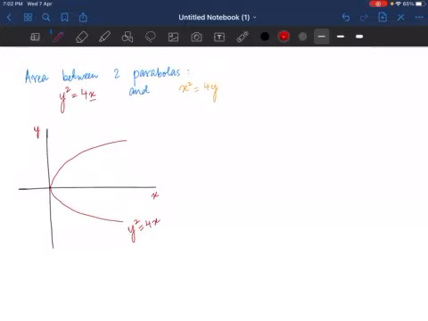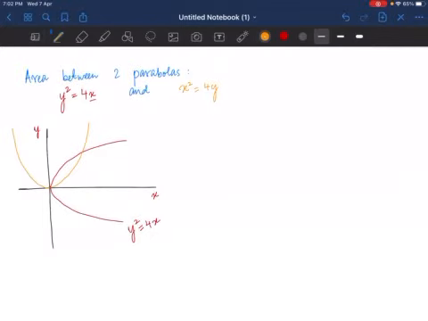Now we have to draw the graph of x square is equal to 4y. So here we see that y is the square of a number, so y will always be positive. So y always positive means what? y is always positive in the first and second quadrant. So here the parabola will be like this.